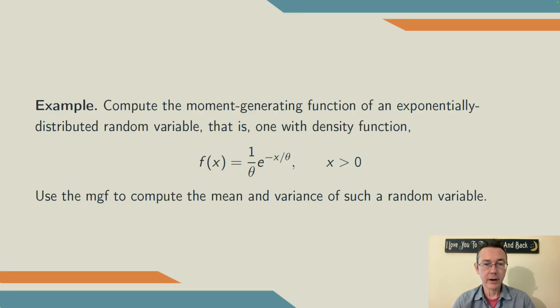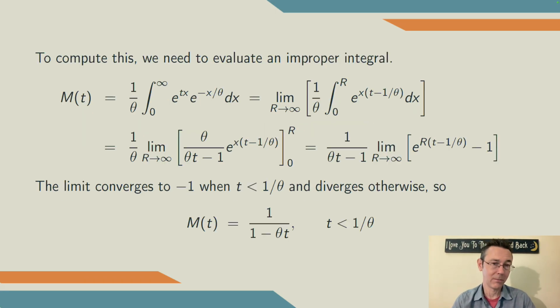Compute the moment-generating function of an exponentially distributed random variable. That is, one that has density function f of x equals 1 over theta e to the negative x over theta, where theta is a parameter, it should be positive, and x, the random variable, has support x greater than 0. After we get the moment-generating function, we'll use it to compute the mean, variance, and standard deviation of a random variable with this distribution. As usual, I recommend pausing the video here, trying this on your own before seeing my solution.